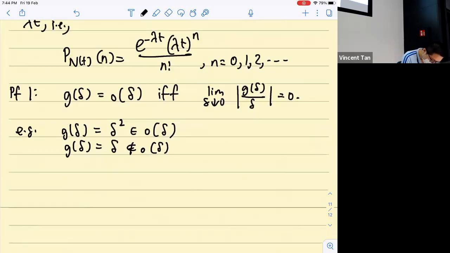Okay, so proof one requires the use of this. Let's consider the event t less than S_{n+1} less than t plus delta for some small delta.